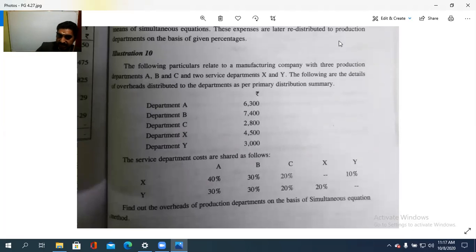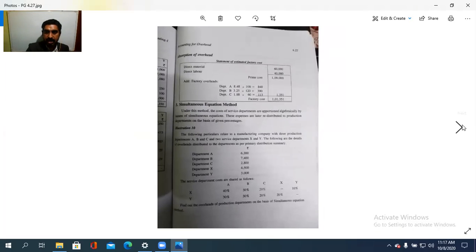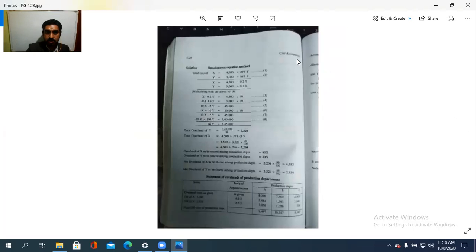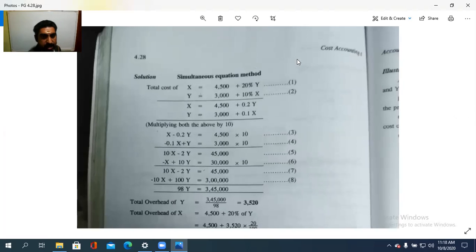Service department costs are shared as 4:3:2:1 for X, in the remaining ratio to Y and the production departments, and similarly Y's cost goes to X and the production departments, like 4:3:2:1 for X and Y 3:3:2:2. Find out the overheads for the production departments on the basis of the simultaneous equation. So how is it to be done? The simultaneous equation method.